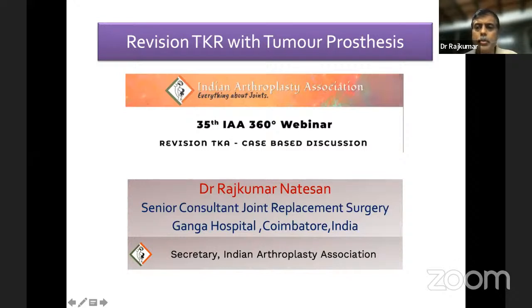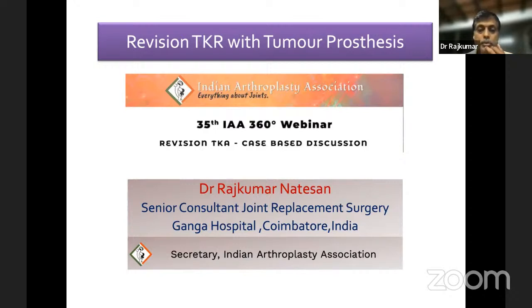This is the last topic, which is going to finish with the tumor processes: revision TKR with the tumor processes. The reason behind this topic is, whenever we do a revision, as we all discussed in detail about all the complex cases, majority of the time we do revisions with our regular constraint processes. But there are some instances where we might need to look at hinged as a backup. But still, there are some indications where we may not even use a hinged process. We need the tumor processes.